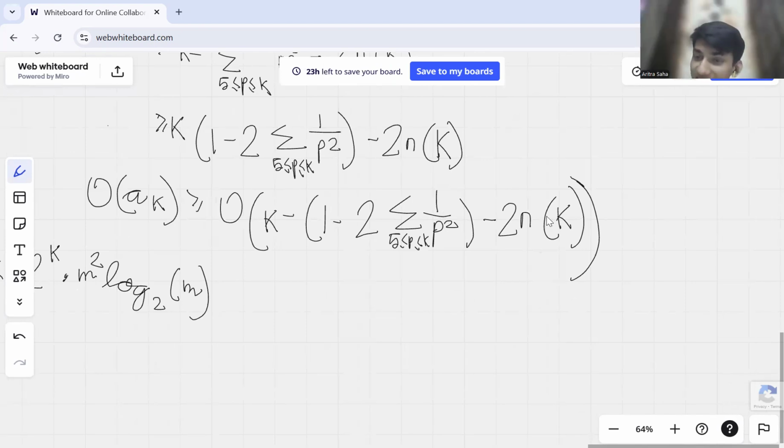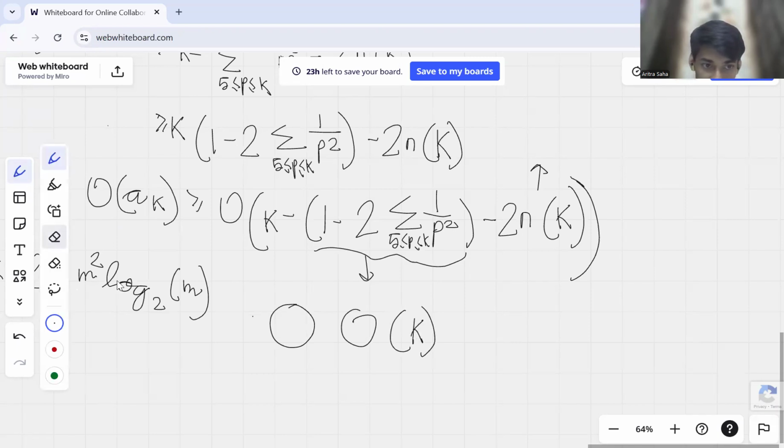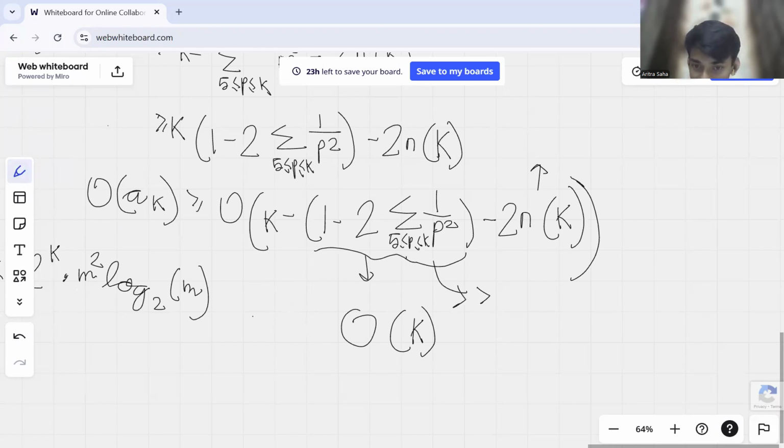And see, pi of k is like k by log k, right? Sure. Because it's k by log k, and this thing is O of k, and this thing is O of k by log k. If we just prove that this is greater than or equal to 0, we are done. So this will be O of k, if just this thing is greater than or equal to 0. Do you see why that is true? Yeah.